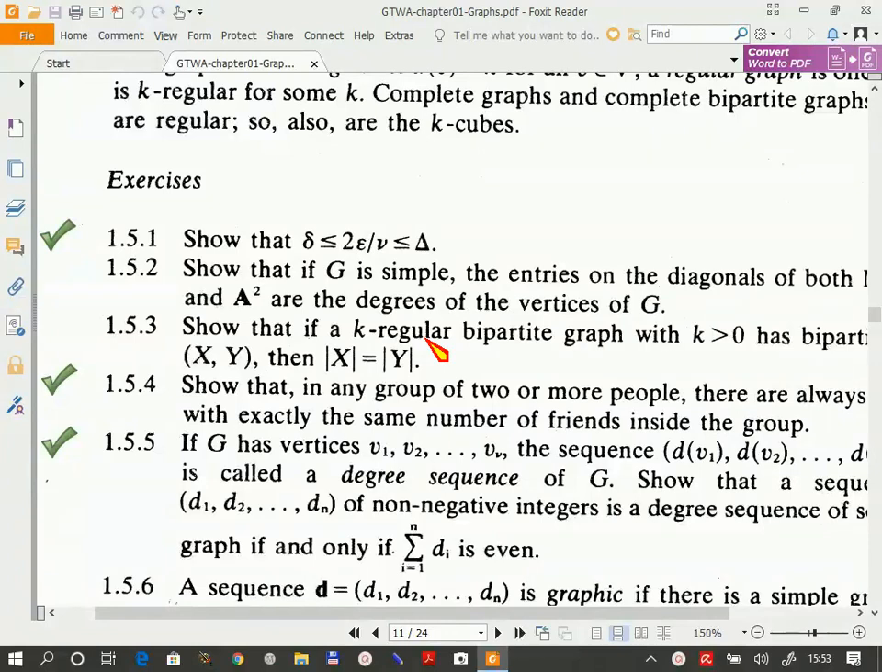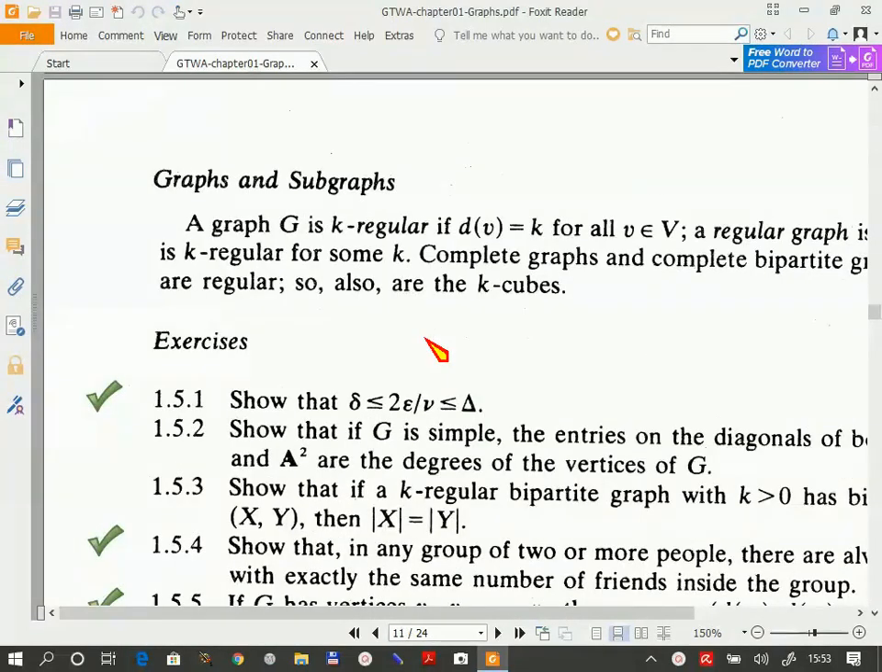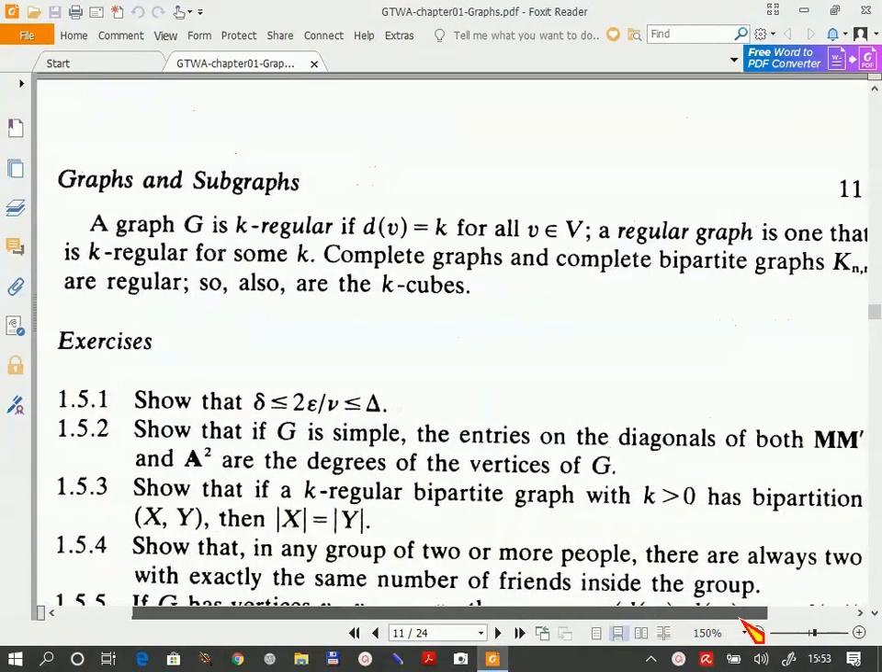Show that in any group of 2 or more people, there are always 2 with exactly the same number of friends inside the group. Meaning, take one Facebook username for each of you, okay? So I take all of you, and I build the graph of friendships among you.